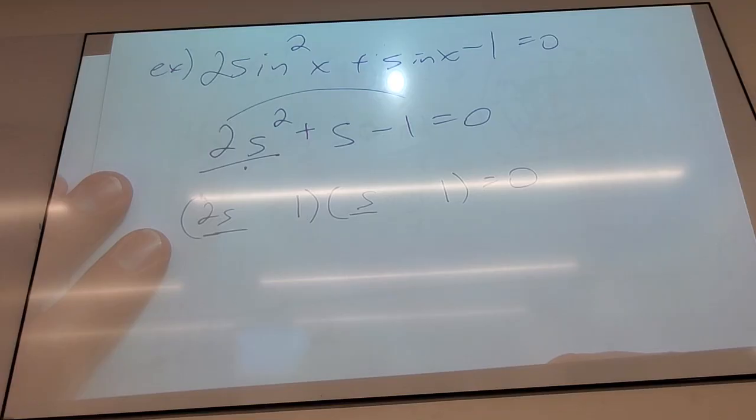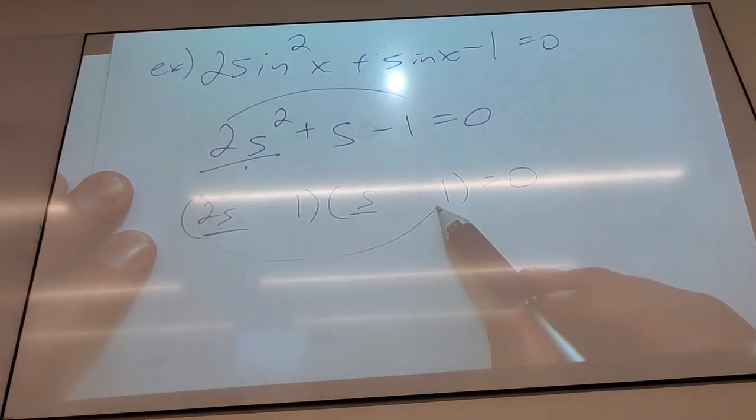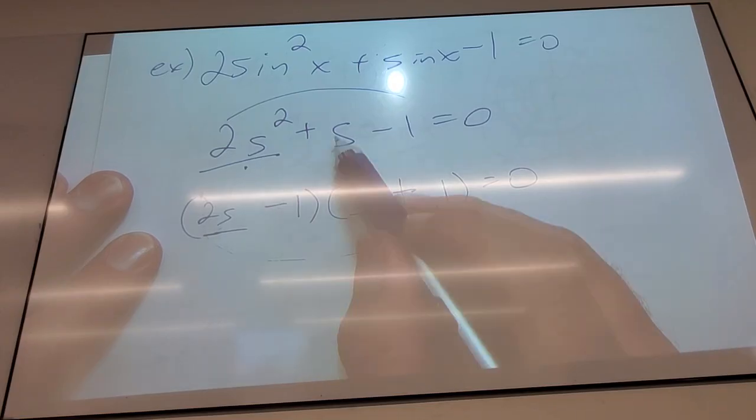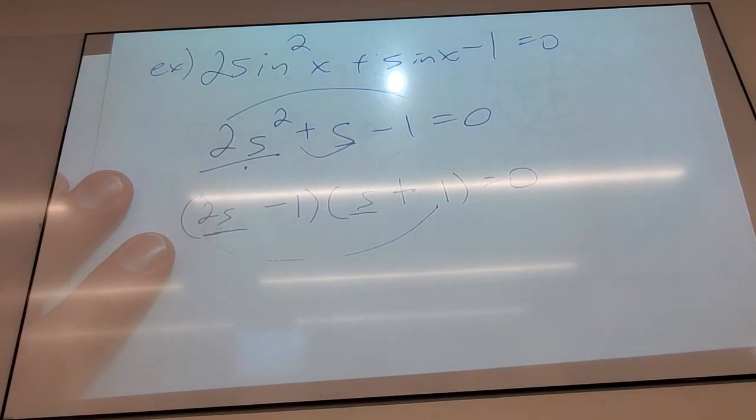Which one is plus? Like the second one. Do you see how the 2 comes from here? The second one is... That's gotta be positive, that's gonna be negative, so the middle turns out positive, yes?